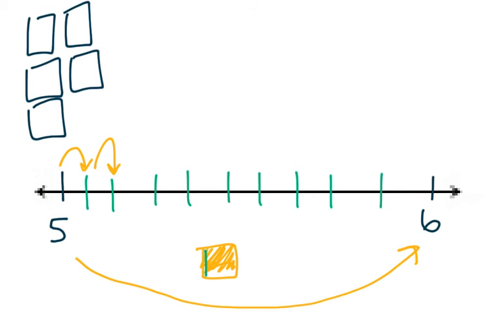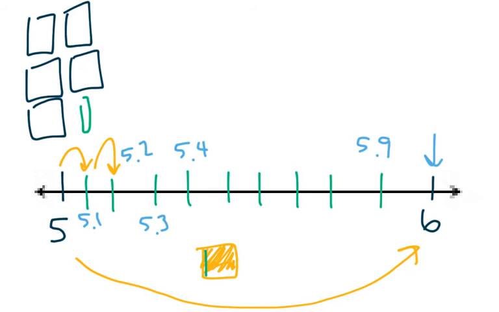There's my 5 wholes. If I'm adding 1 more tenth, well, then I have 5 and 1/10. If I add another, I have 5 and 2/10, 5 and 3/10, 5 and 4/10. And I would keep going until I got to 5 and 9/10. Then if I added one more, I would have 6 wholes.